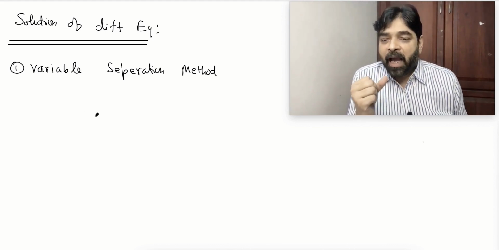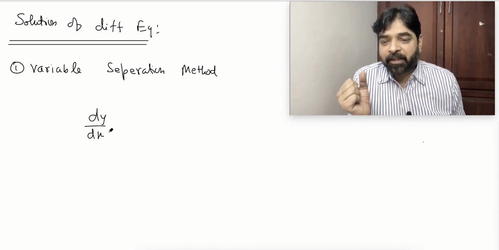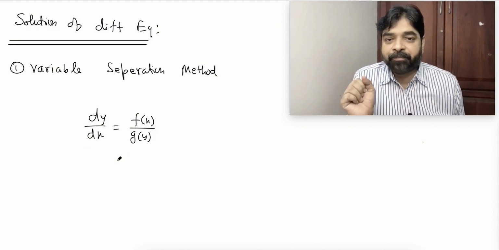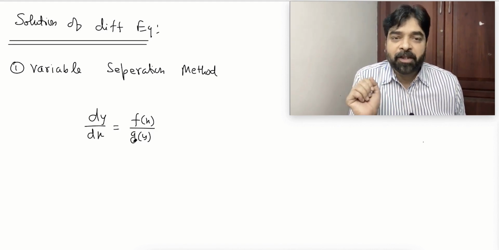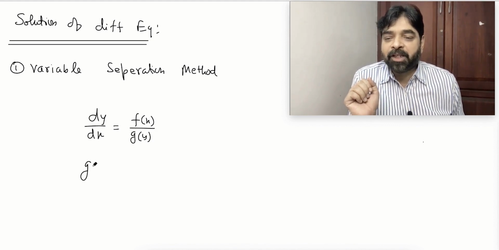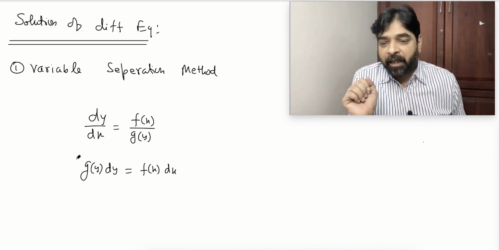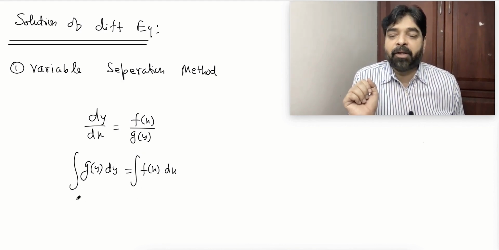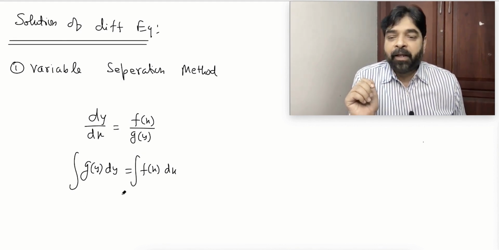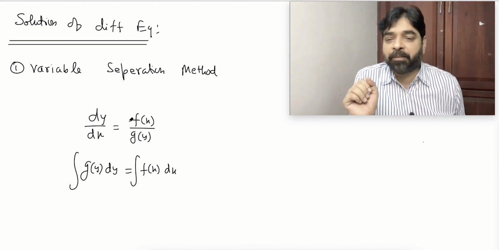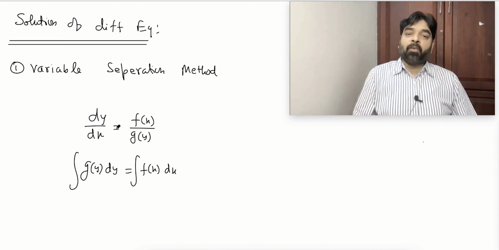If I say I have to solve the differential equation dy by dx equal to f(x) by g(y), some expression of x divided by some expression of y, then we can simply say g(y) dy will be equal to f(x) dx. Just cross multiplication, nothing else. And then put the integration symbol. Remember, you have to put the indefinite integration symbol. This integration will give you the solution of this differential equation. And this is what you have to do every time.